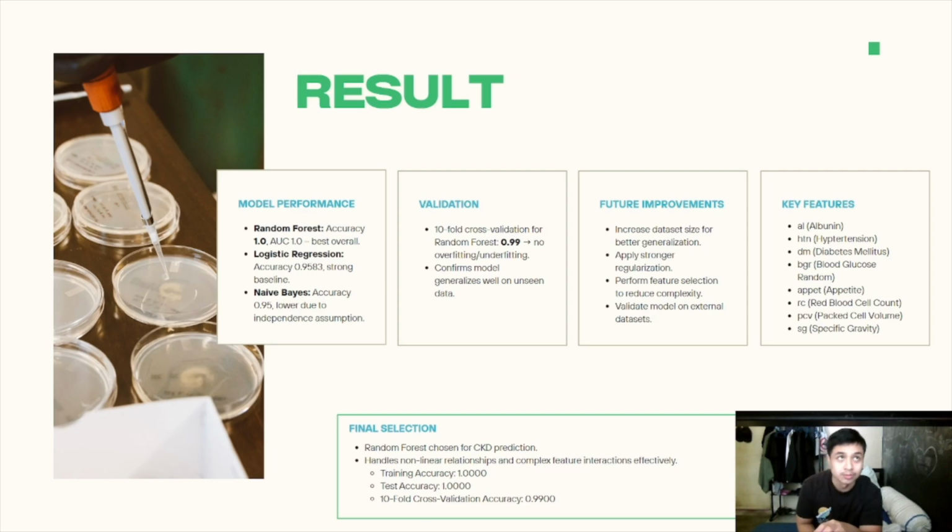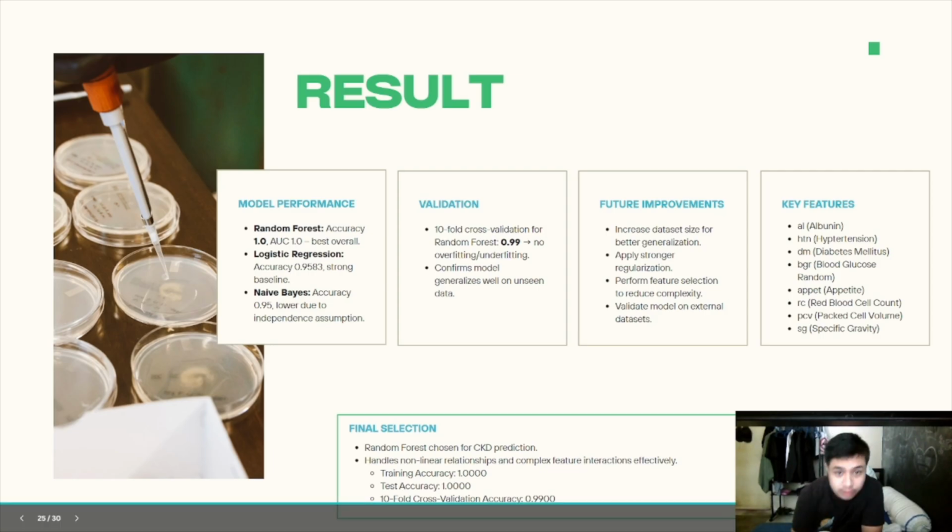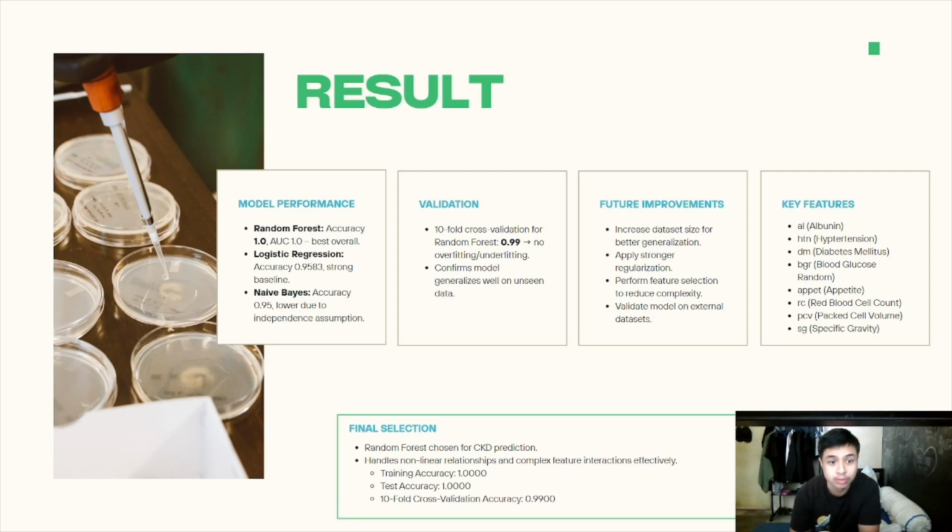Hi, my name is Muhammad Haziq. Moving on to our results, we evaluated three different machine learning models to find the best one for our application: logistic regression, Gaussian naive Bayes, and random forest. As you can see in the table, random forest outperforms the others significantly. It achieved an accuracy of approximately 100% compared to 96% for logistic regression and 95% for naive Bayes.